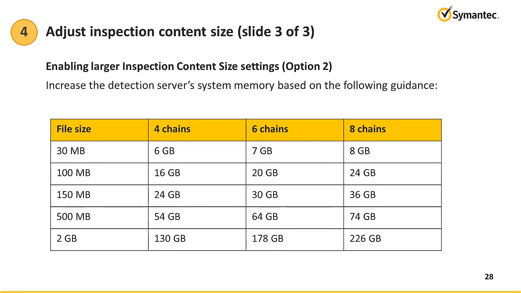For more instructions on enabling external storage for incident attachments during installation or upgrade, please refer to the Symantec Data Loss Prevention Installation Guide and the Symantec Data Loss Prevention Upgrade Guide. For details on enabling external storage for incident attachments after installation or upgrade, please refer to the Symantec Data Loss Prevention System Maintenance Guide. All of these documents are available for download on the Symantec support website.